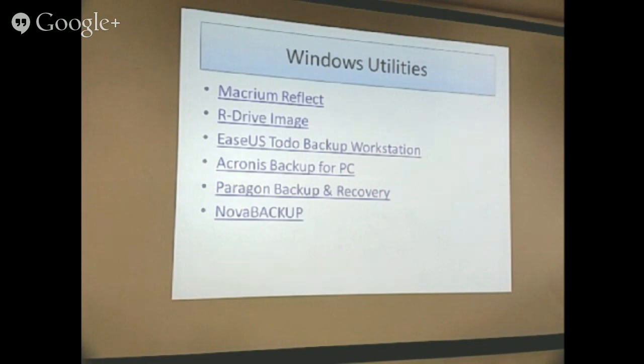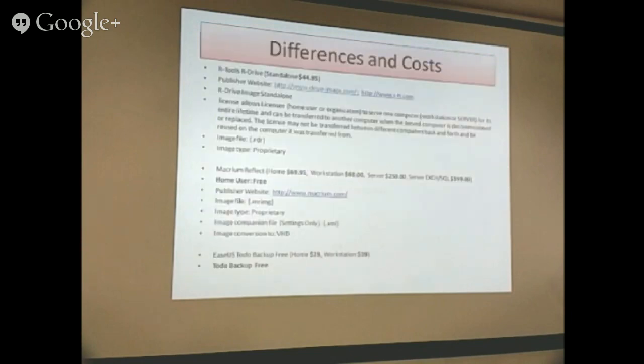Now this is the differences in cost. So R-Drive Image is kind of nice. The reason why I threw this at the top is that it's inexpensive. You can run it on a server, and based on their server license, on a per server basis, that's pretty darn cheap. Most other ones can cost you up to several $100 to $1,000 per license, and they're not transferable.